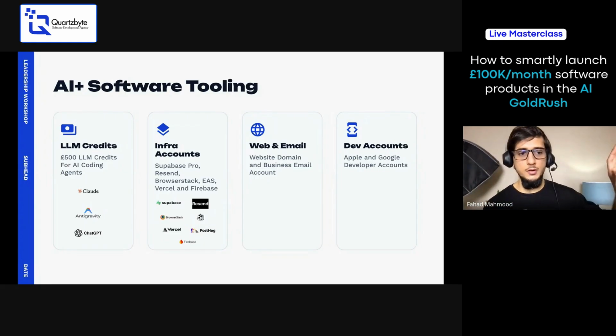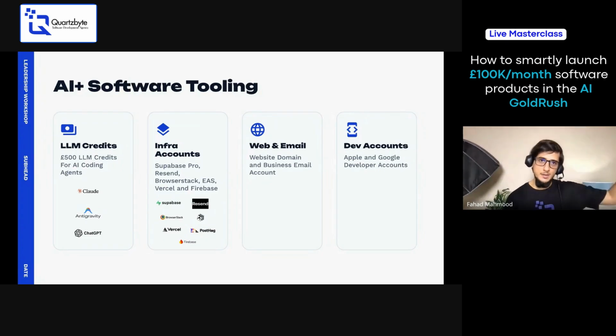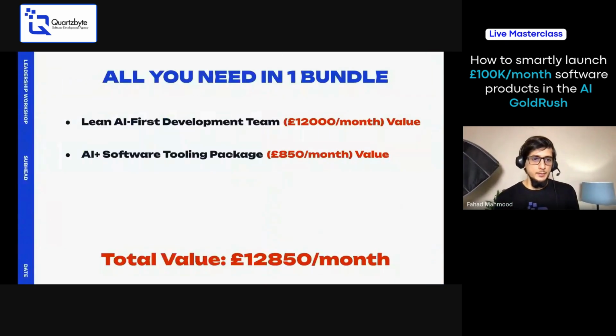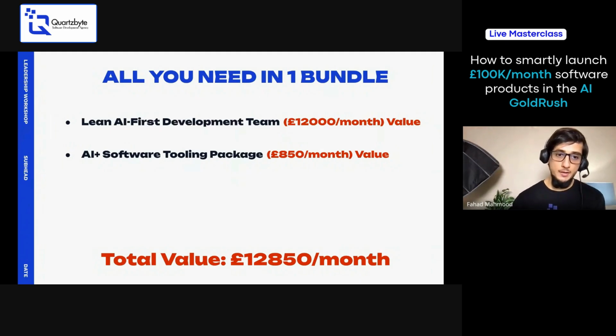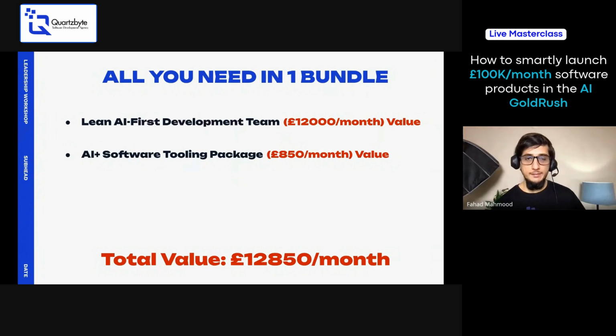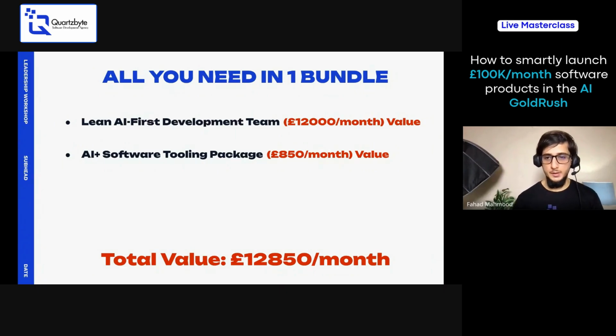This is not something that is owned by a developer. So this is very important, so that you have full access to your dev accounts and you have connected your bank account there. So that means now in all you need is one bundle. You are getting Lean AI First Development Team, which has 12,000 pounds per month of value. AI Plus Software Tooling Package, which has 850 pounds per month of value. Total value that this alone offers is around 12,850 pounds per month.